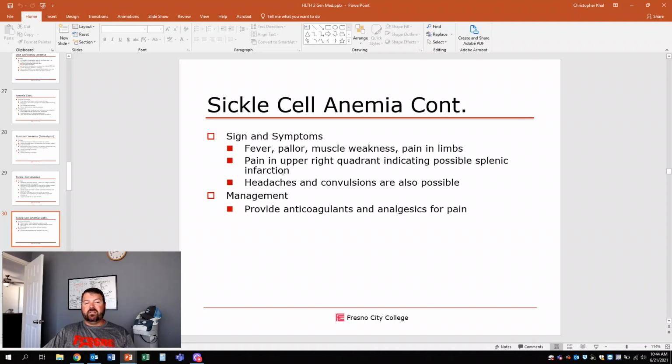Infarction is just like no oxygen in your spleen from some kind of clot. Headache, convulsions. Management: provide anticoagulants, which is like a blood thinner in a way, and analgesics for pain.